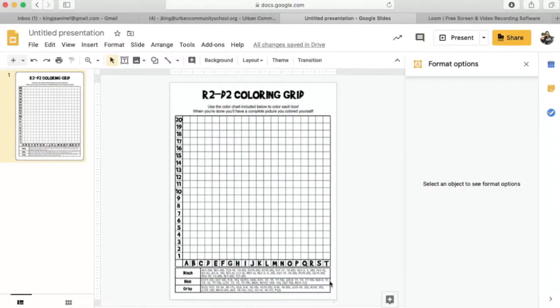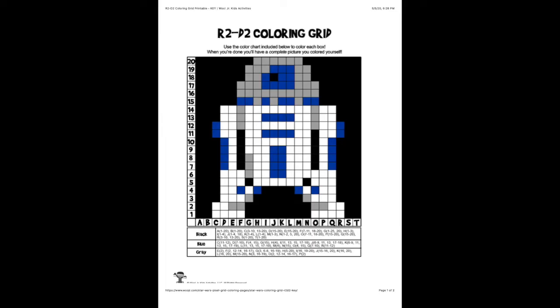Part 2 of this assignment, as I mentioned earlier, is optional. It is not required. If you would like to complete part 2, you will open up the grid that is titled R2D2 Coloring Grid. The objective here is going to be that you will complete a picture using a variety of blue, black, and gray boxes. And I'm going to show you exactly how to get it done. After completing the grid in the way that I'm about to show you, your final product will look like this.